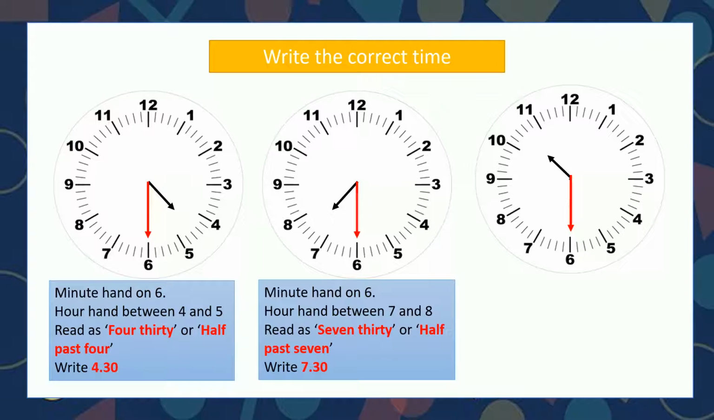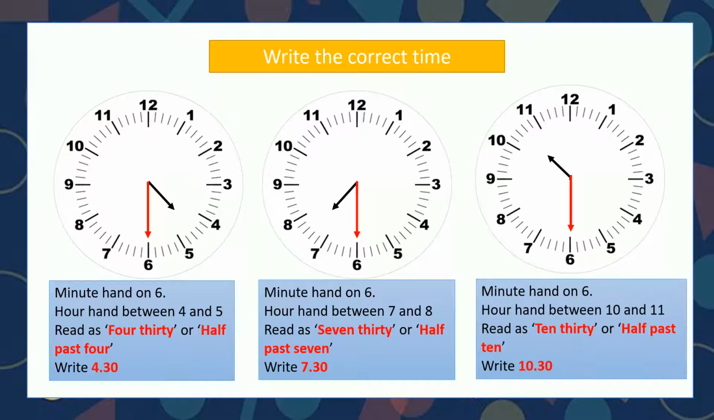The third clock shows the time 10:30. The hour hand is between 10 and 11. The minute hand is on 6. So the time is 10:30 or half past 10.